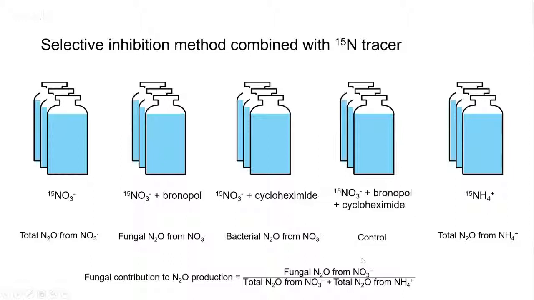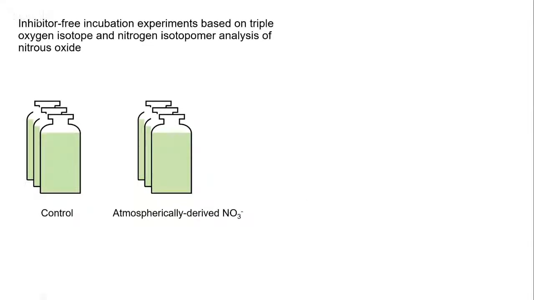So that's why I also performed another set of experiments that is inhibitor-free. But these require high precision mass spec measurements of the triple oxygen isotope and the nitrogen isotopomer analysis of nitrous oxide. For these, I simply incubate the seawater without adding anything as a control, and also incubate it with some atmospherically derived nitrate. The idea is that this atmospherically derived nitrate has oxygen with a delta 17O signature that is different from that in the seawater.